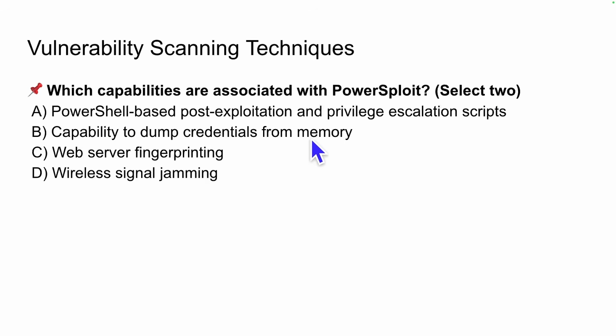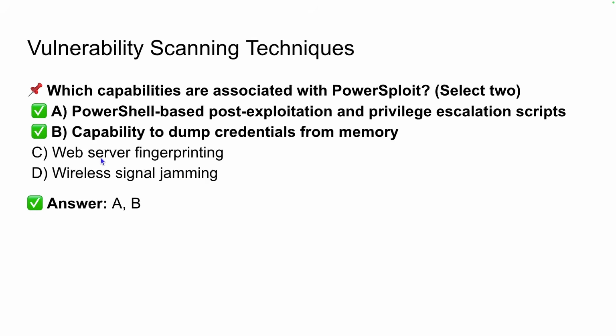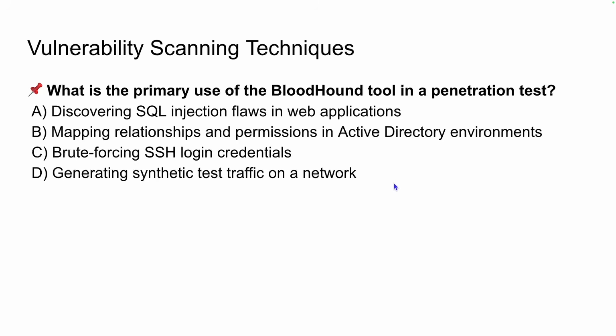Capability to dump credentials from memory. Yeah, because that's what we did with Mimikatz. Web server fingerprinting, I think it can do that. I think actually it can do enumeration. And wireless signal jamming, this it cannot do. So that's for sure not an answer. The most obvious ones would be A and B, but I think it can still do fingerprinting. Yeah, so I want to say that it can also do enumeration from what I remember. But definitely the two most obvious answers would be A and B.